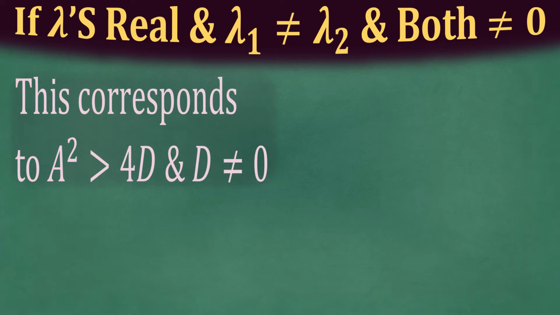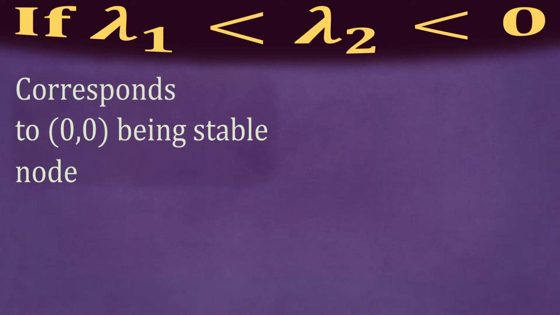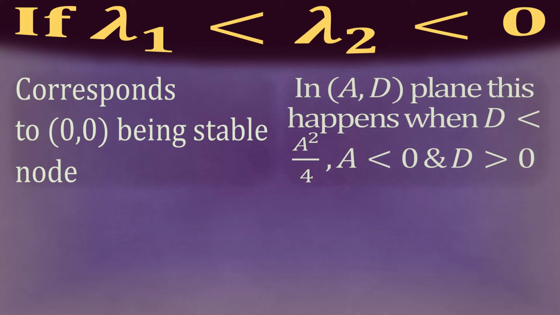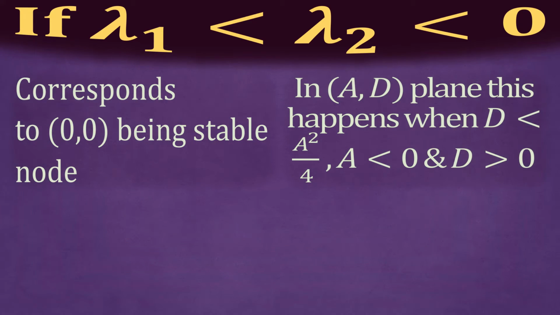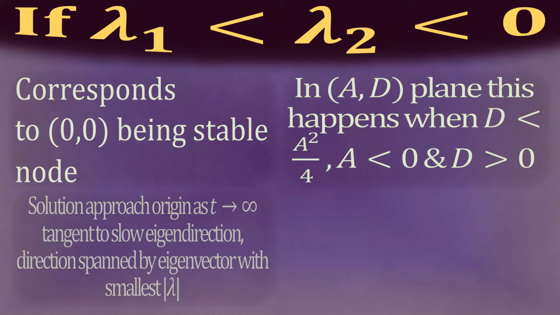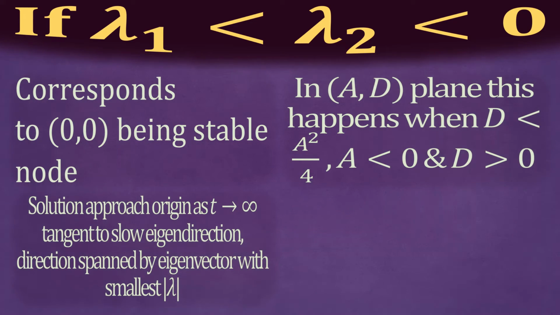If the lambdas are real and λ1 does not equal λ2 and they both don't equal 0, this corresponds to a squared being greater than 4d and d not being 0, and we have three subcases. If we have λ1 is less than λ2 which is less than 0, it corresponds to 0, 0 being a stable node. In the AD plane, this happens when d is less than a squared over 4 and a is negative and d is positive. The solution approaches the origin as t tends to infinity, tangent to the slow eigendirection, which is defined as the direction spanned by the eigenvector with smallest modulus eigenvalue.